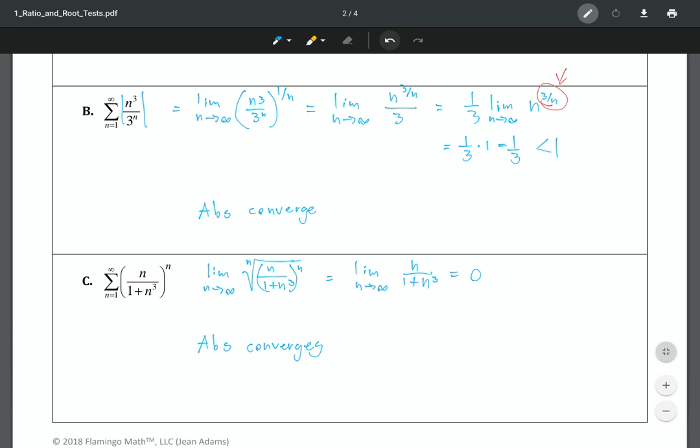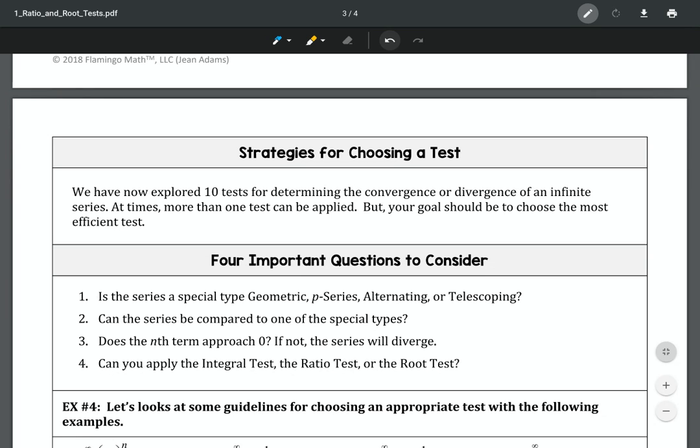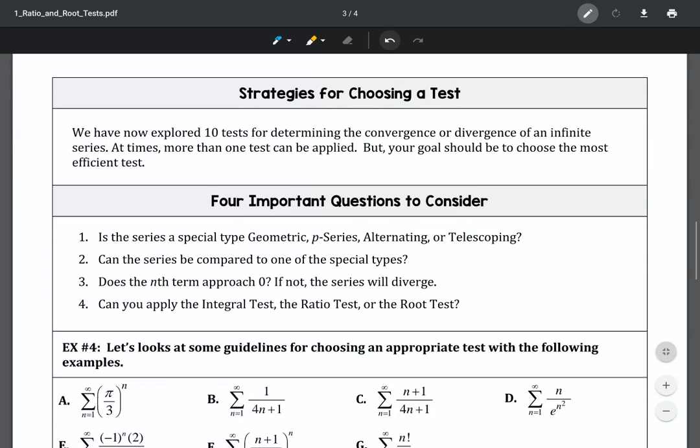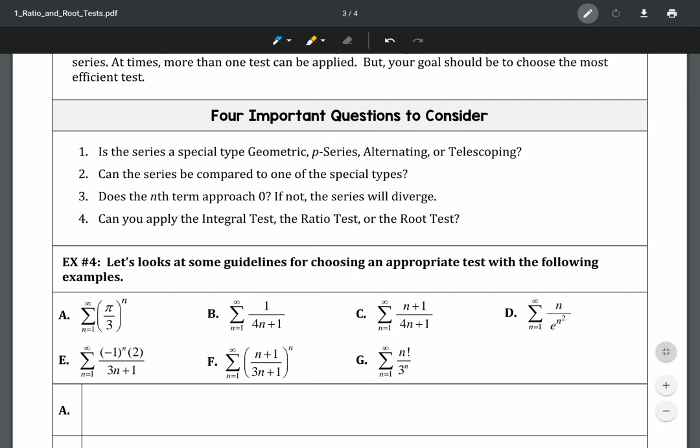Let's go on to what I think is actually very useful in this homework, because by now we have 10 tests for determining convergence or divergence of an infinite series. And at times more than one can be applied. So the 4 questions to consider before you start deciding what type of test to use is: is it a geometric or a P-series, alternating or telescoping? Now, I'm always looking for these. And right after that, I almost immediately do the nth test, because the nth test is really easy. I can almost do it in my head.